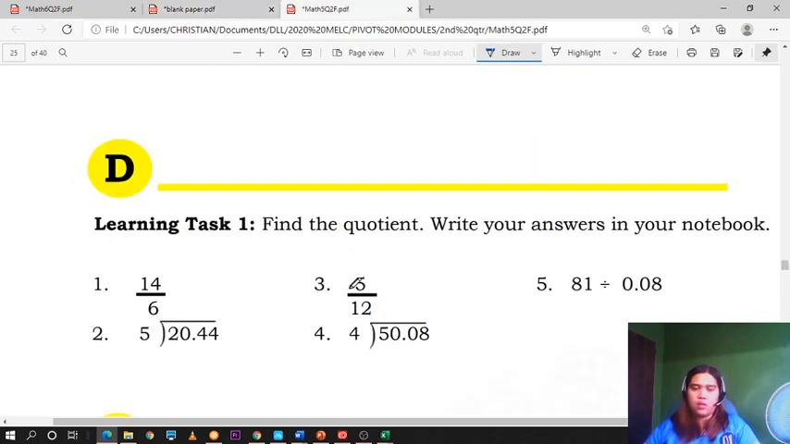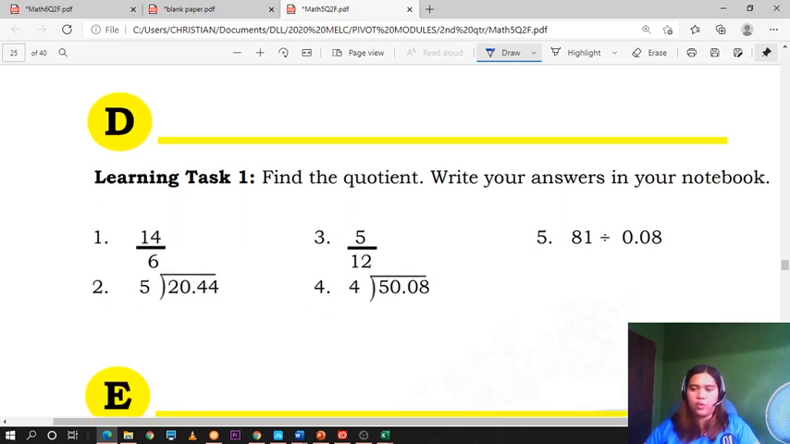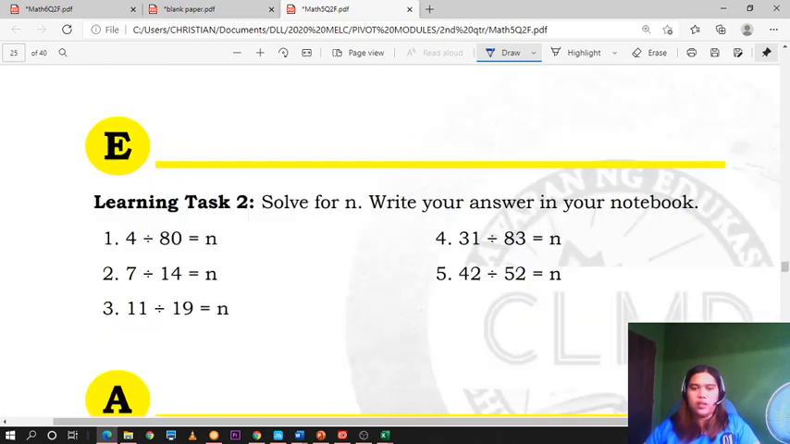Likewise, dito rin sa number 3. So, ito magiging 5 divided by 12. So, yun lang po ang gagawin natin sa number 1. Hanapin natin yung quotient. So, sa number 2, ganun po ulit. Hanapin natin yung quotient ng bawat number na nandito. So, try ulit natin number 1.